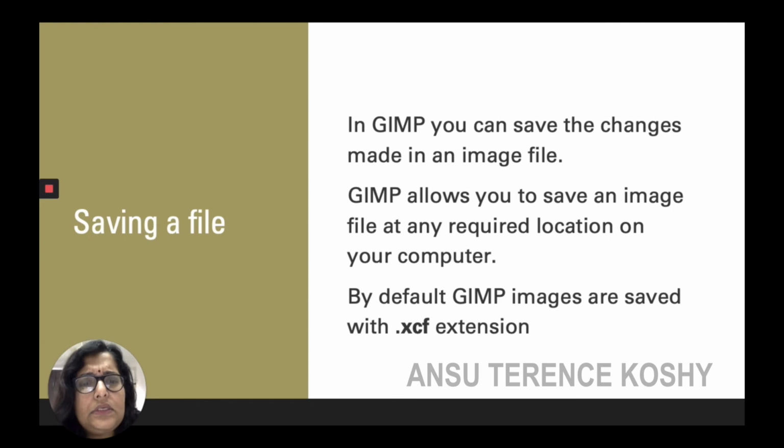By default, GIMP images are saved with .xcf extension. That is an important thing. You need to learn that GIMP images extension is .xcf. For a document, it is .doc. Similarly, if it is a Word document, it is .doc. Here in this case, the extension for this is .xcf.